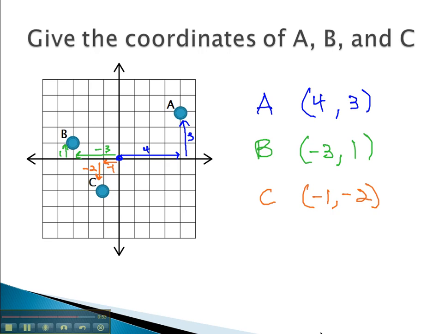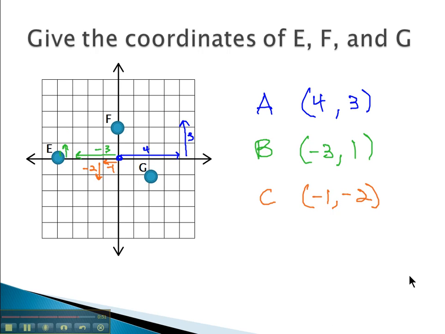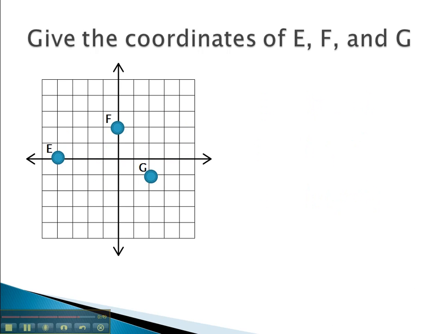Let's take a look at another example. These first two points are rather interesting. Point E, from the origin, you see we go left 4. Negative 4. But the second number is supposed to be the vertical change. How far up do we go? None. The number that represents none is 0. So we use 0 for the second number.